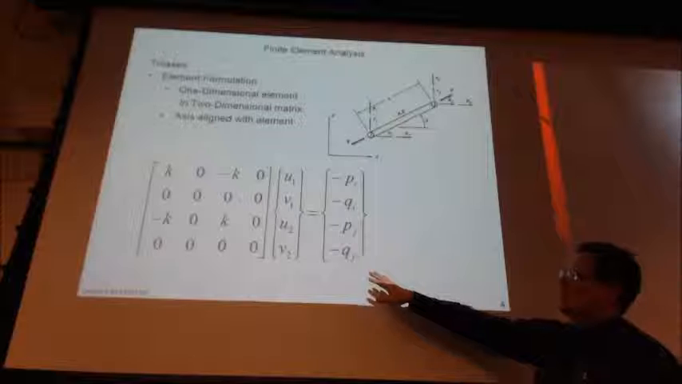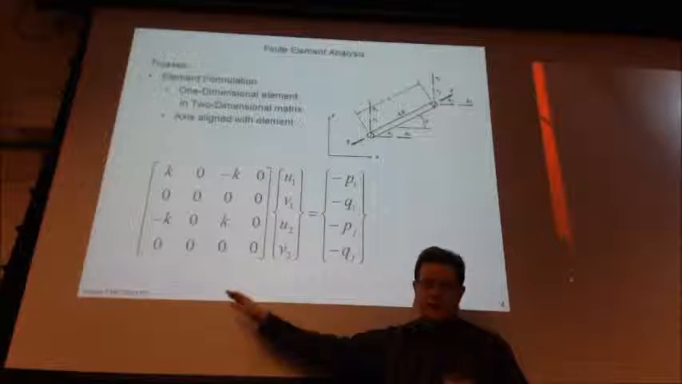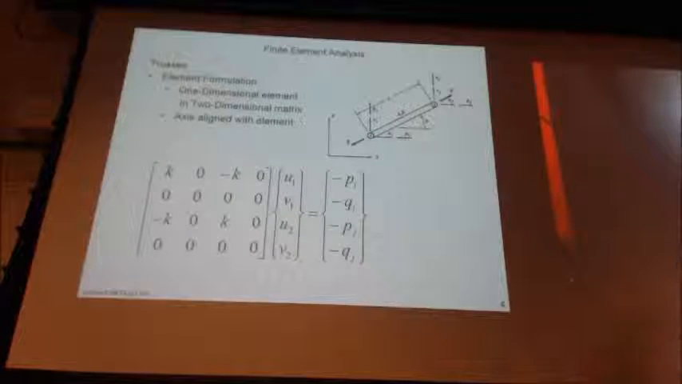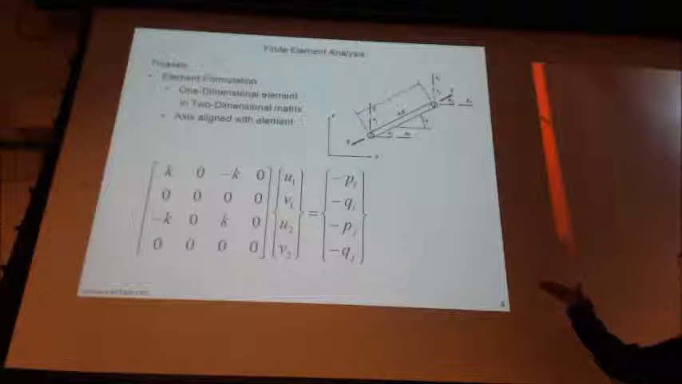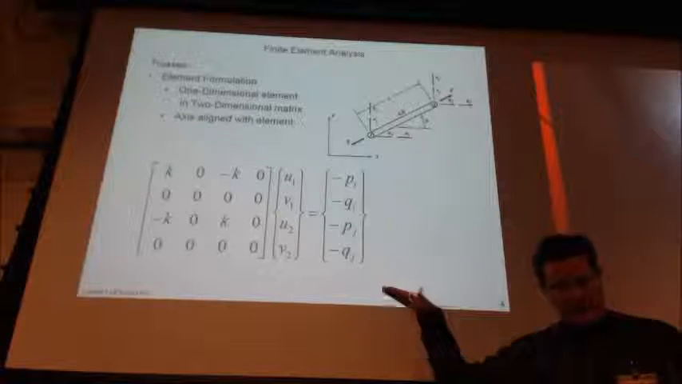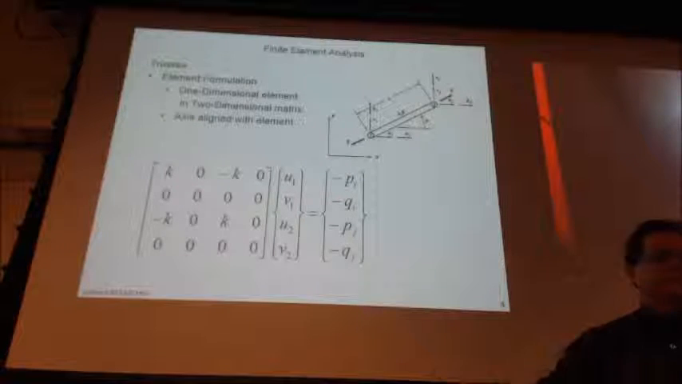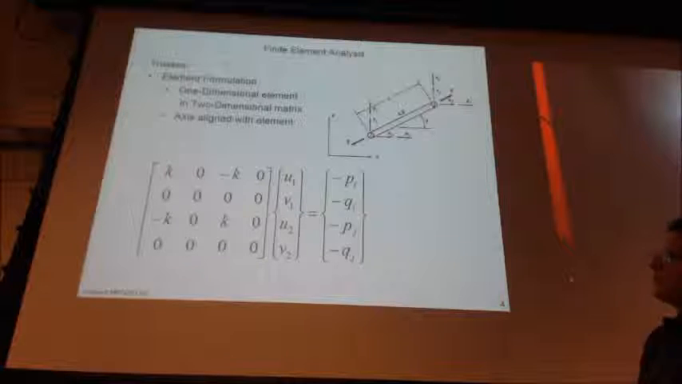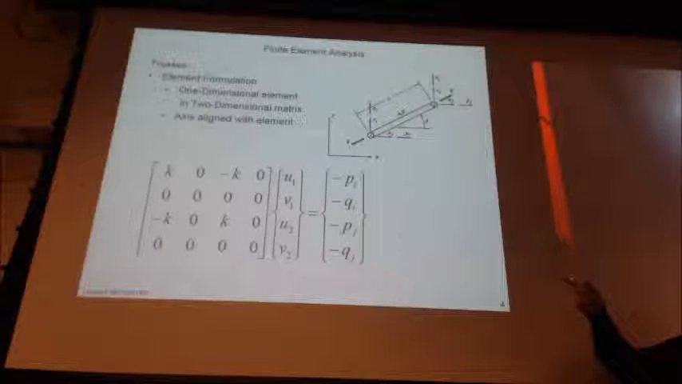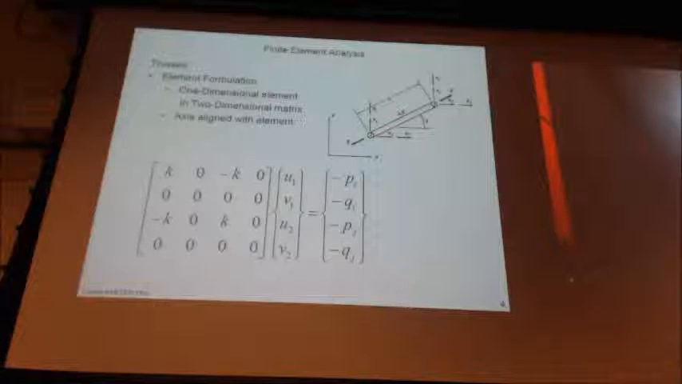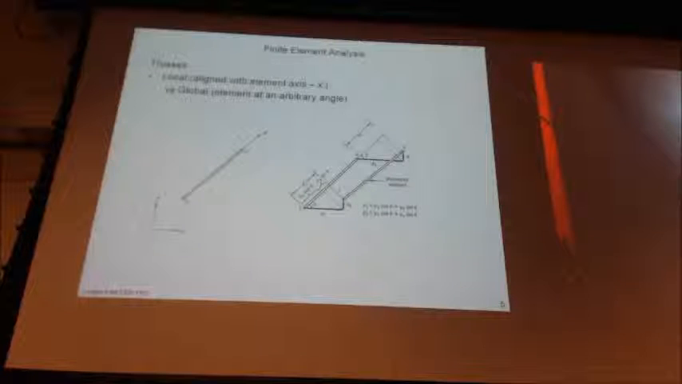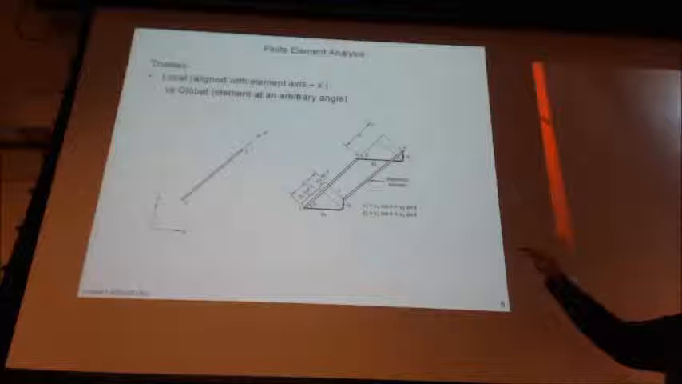Okay, and this generalized matrix is for one where your axis aligned, so the truss is horizontal or it's vertical. All right. Well, yeah, it's horizontal or vertical. If it's not, oh well, we'll talk about that in a second.